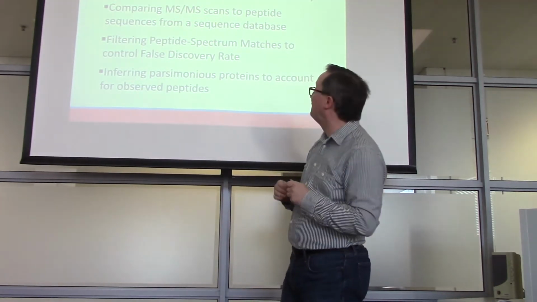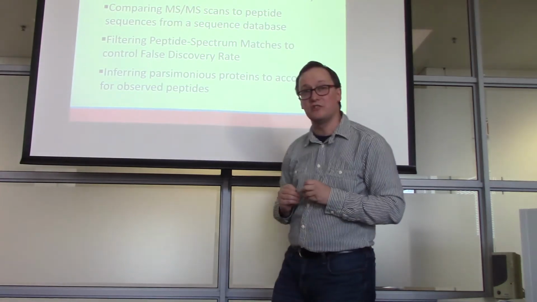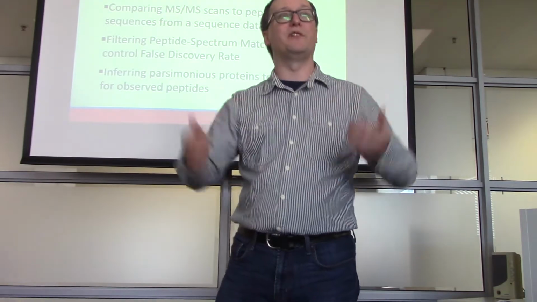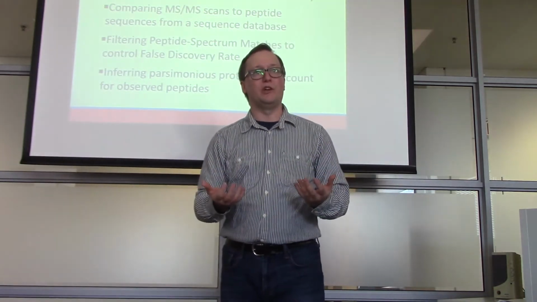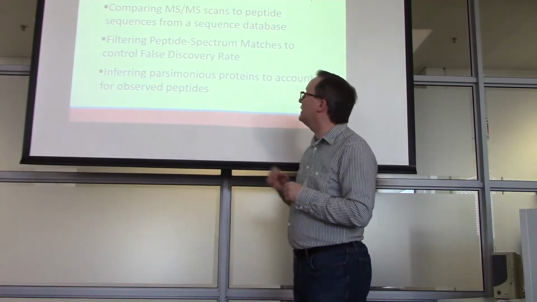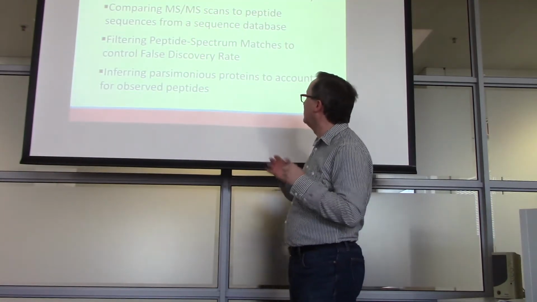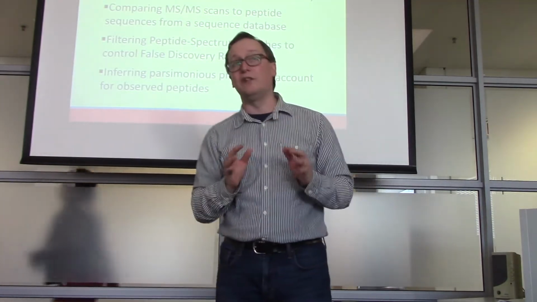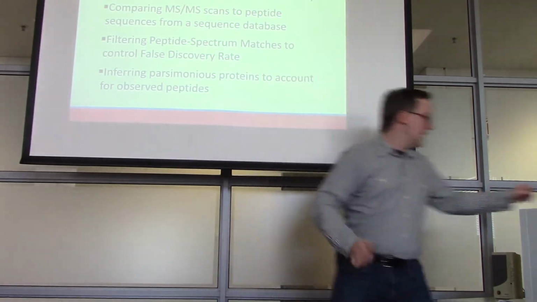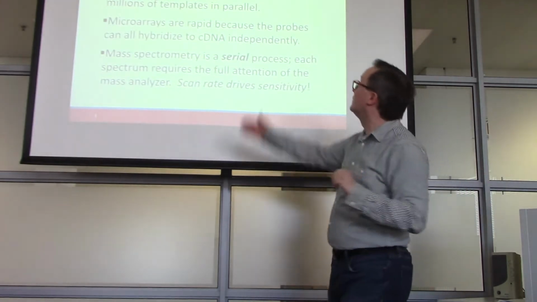From there, we're going to talk about filtering peptide spectrum matches to control the false discovery rate. In other words, how do we prove that the identifications we're looking at are trustworthy to some level? And then finally, how do we infer parsimonious protein lists that can account for all of the peptides that we've identified? So that's kind of the roadmap for today, and we'll just move straight ahead into the first of these.